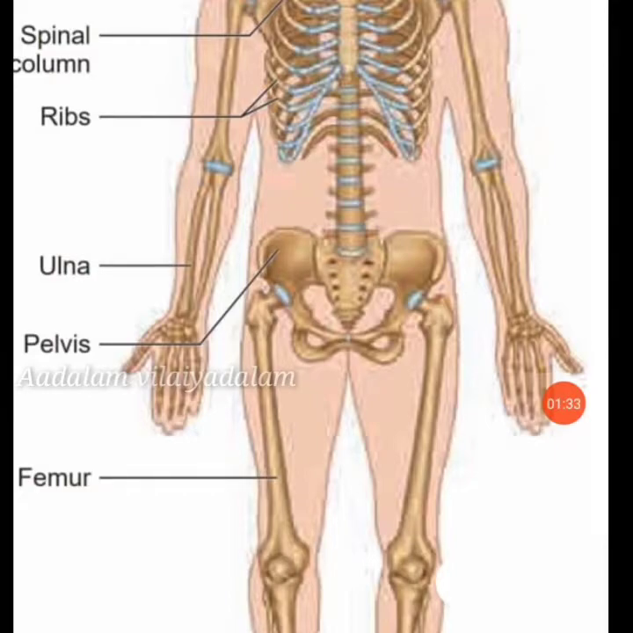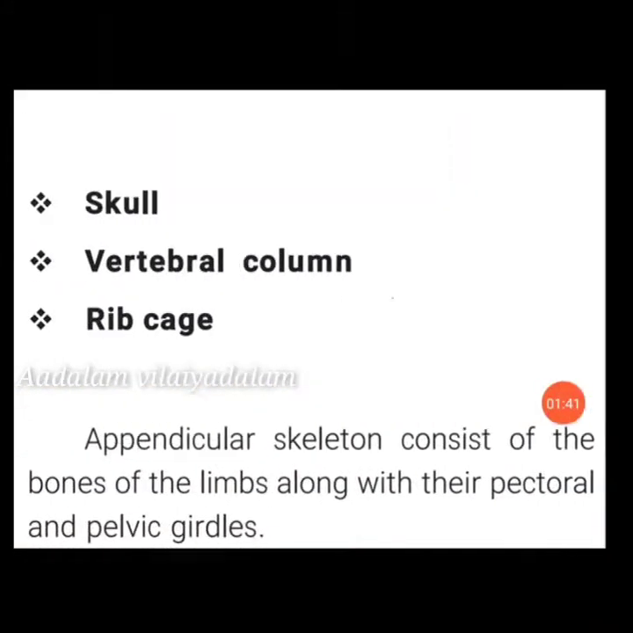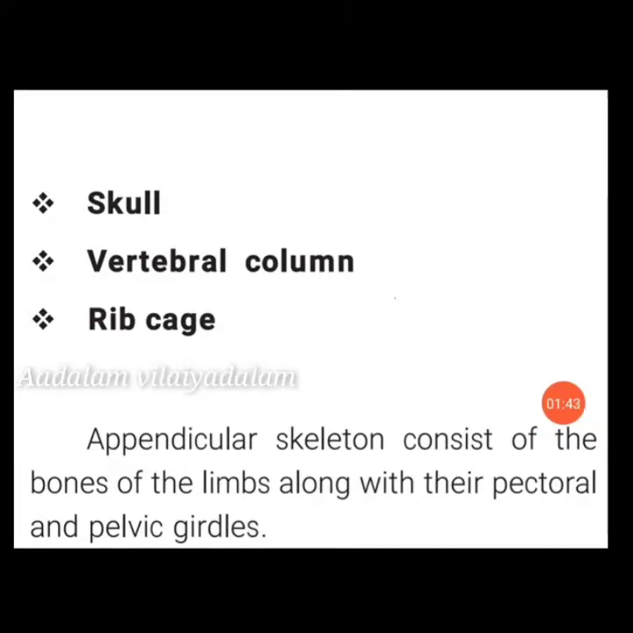The two major divisions of the skeletal system are the axial skeleton and the appendicular skeleton. The axial skeleton forms the upright axis of the body, which includes the skull, vertebral column and rib cage. The appendicular skeleton consists of the bones of the limbs along with the pectoral and pelvic girdles.